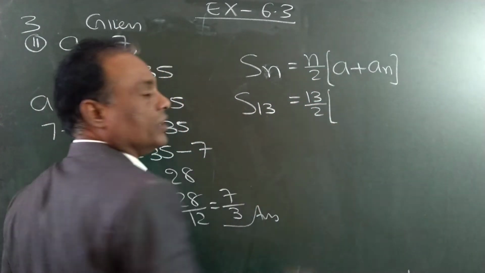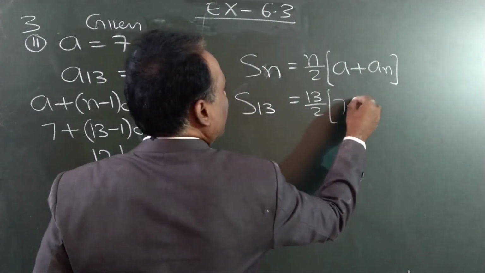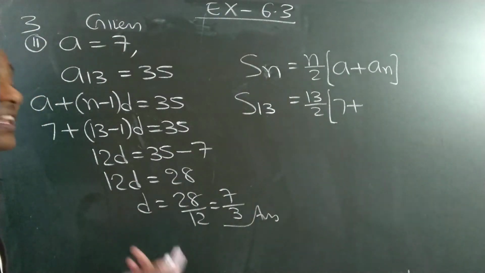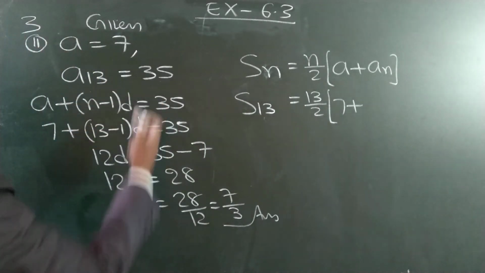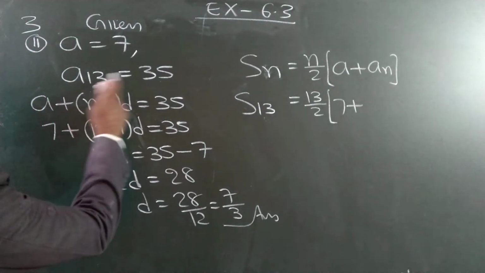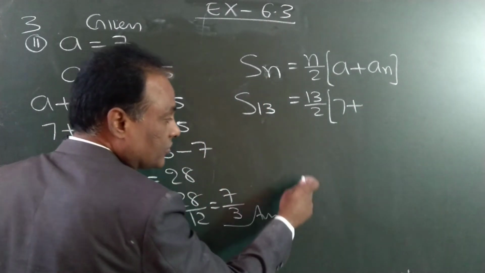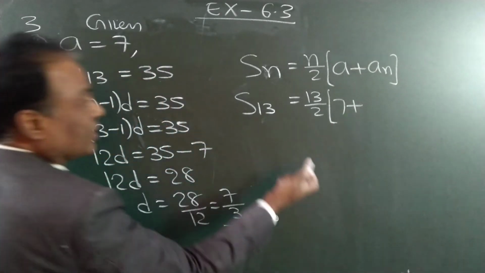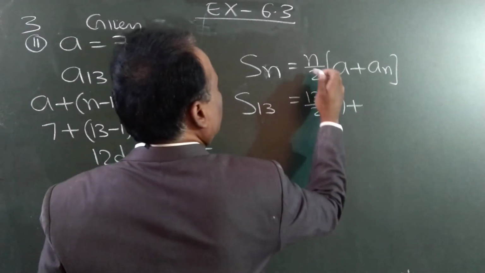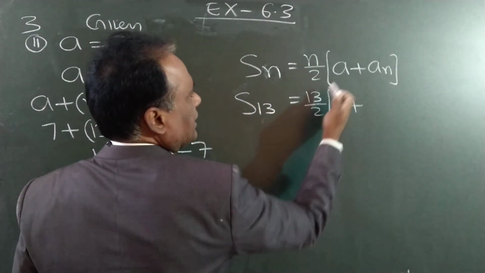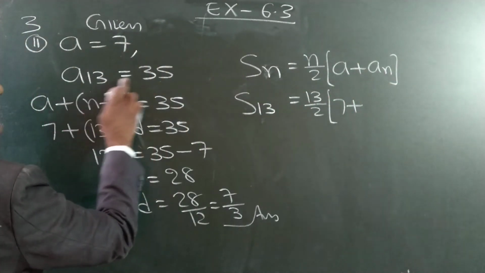So 13 by 2 into a, the first term, which is 7, plus an, the last term. What is the last term? The sum of 13 terms is asked, so the last term itself is the 13th term. We are asked to find the sum of 13 terms: first term, second term, third term, up to the last, 13th term. The 13th term itself is the last term. So n is equal to 13, and a13 is 35.